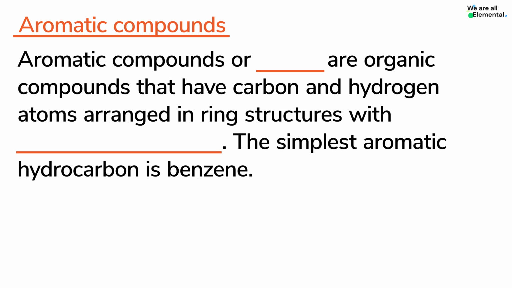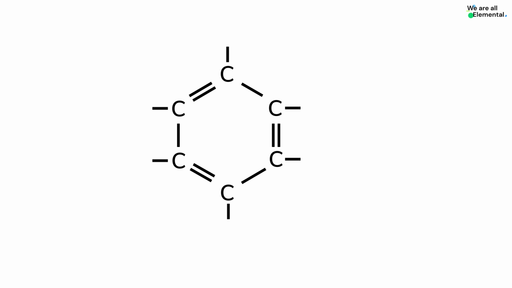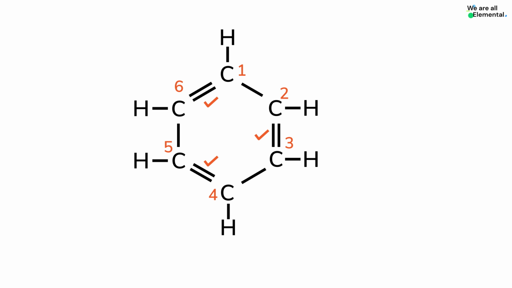Then we have aromatic compounds. Aromatic compounds or arenes are organic compounds that have carbon and hydrogen atoms arranged in a ring structure with delocalized electrons. The simplest aromatic hydrocarbon is benzene. Benzene has 6 carbons arranged in a planar hexagonal structure with alternate single and double bonds between the carbon atoms. Each carbon atom forms a bond with a hydrogen. So the formula of benzene is C6H6.